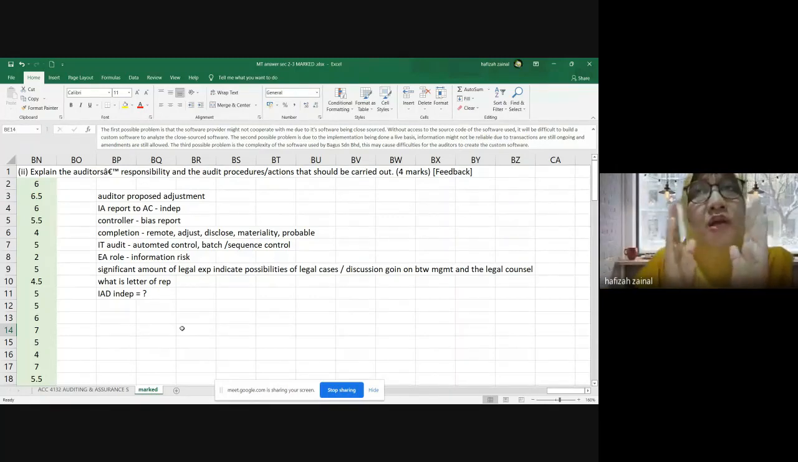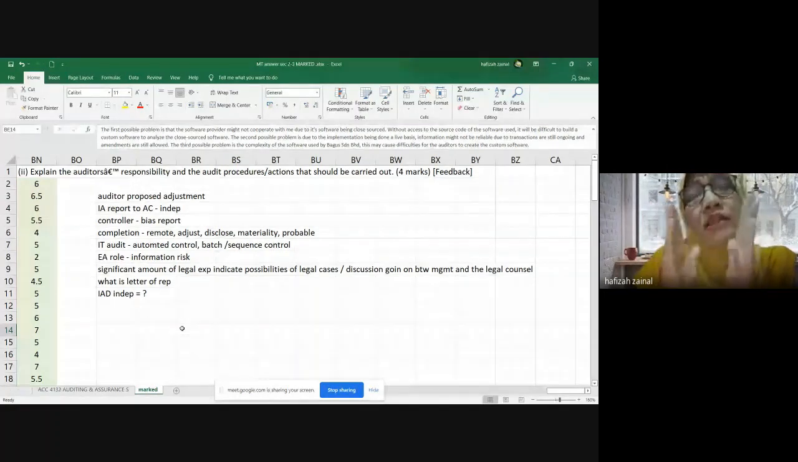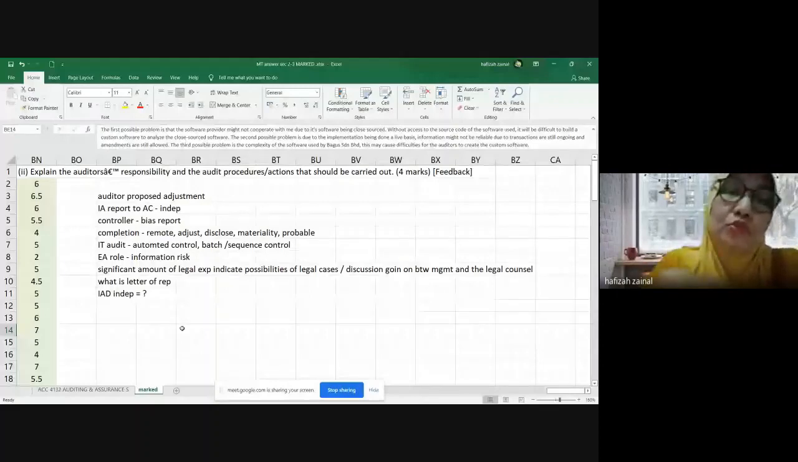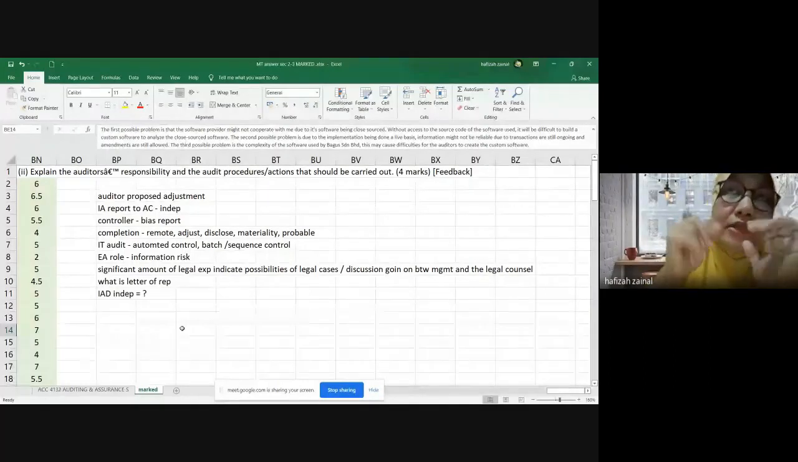So what you should say is that the auditor can propose adjustment. That means when you find errors, you propose adjustment to the management. It's up to the management whether they want to take up that particular adjustment or not, because the accounts are their accounts, not your account, not the auditor's account. You just perform your work on that particular account. So that's one.